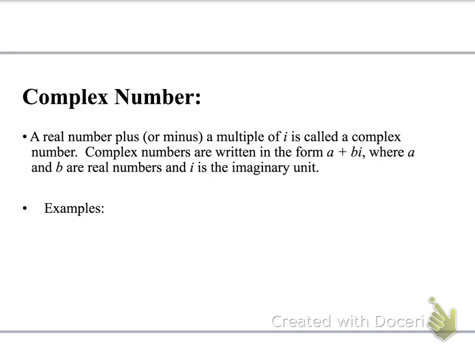Okay, complex number. A real number plus or minus a multiple of i is called a complex number. Complex numbers are written in the form of a plus bi, where a and b are real numbers and i is the imaginary. Okay, so examples of this are 2 plus 3i. We could have 4 minus 5i. So we have imaginaries and reals mixing for complex.